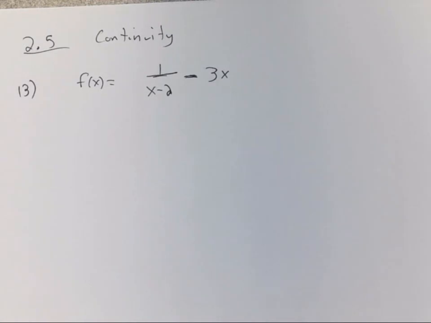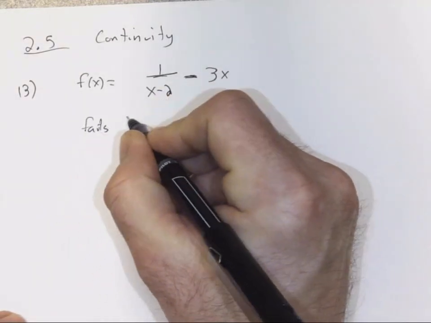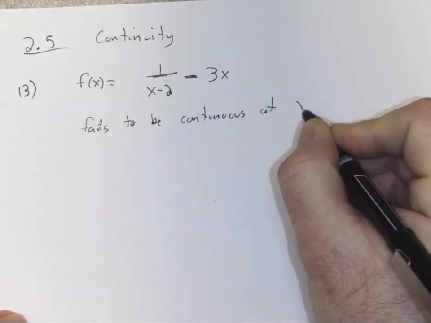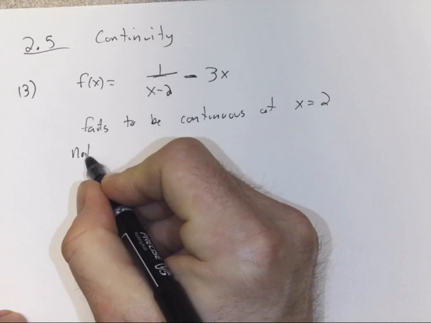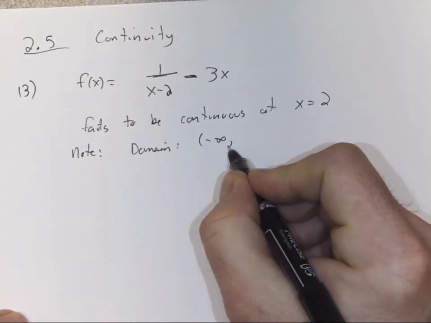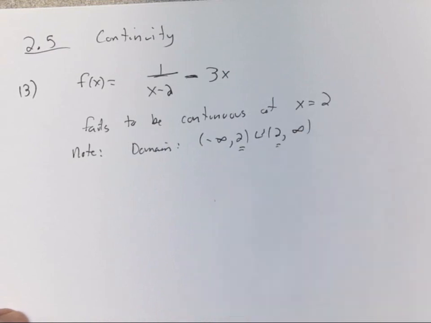Okay. So I think what they're asking is, at what point do these things fail to be continuous? So it fails to be continuous at x equals 2. Note, the domain of this function is minus infinity to 2 union 2 to infinity, right? Notice that there's your asymptote, there's your discontinuity. Where it's continuous and its domain are not exactly the same things, but they are related to each other. Does that make sense?